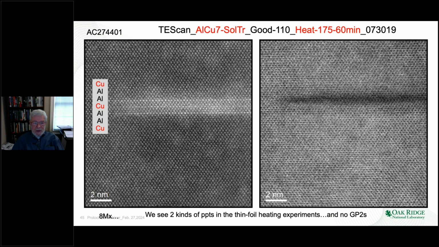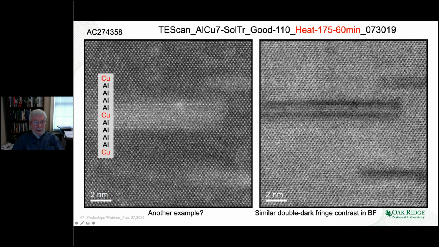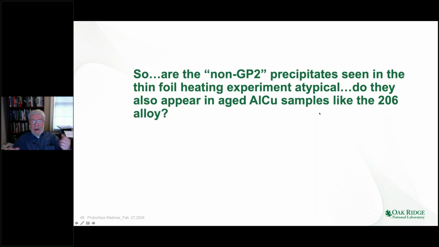So there's something going on here. And here's another one that looks like it's actually copper with 4 aluminums, 2 coppers, or 3 coppers with 4 aluminums in between each. And you can see this contrast in the bright field. And another example, because of the contrast. Okay, so this is a different kind of precipitate. So we call these non-GP2 precipitates.